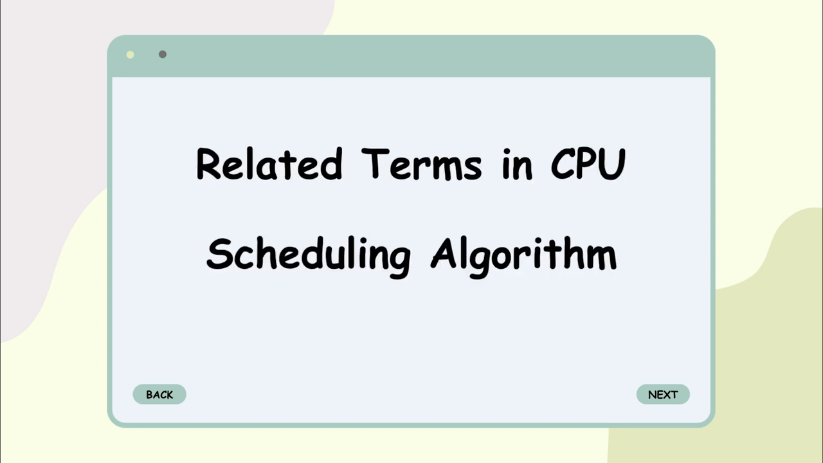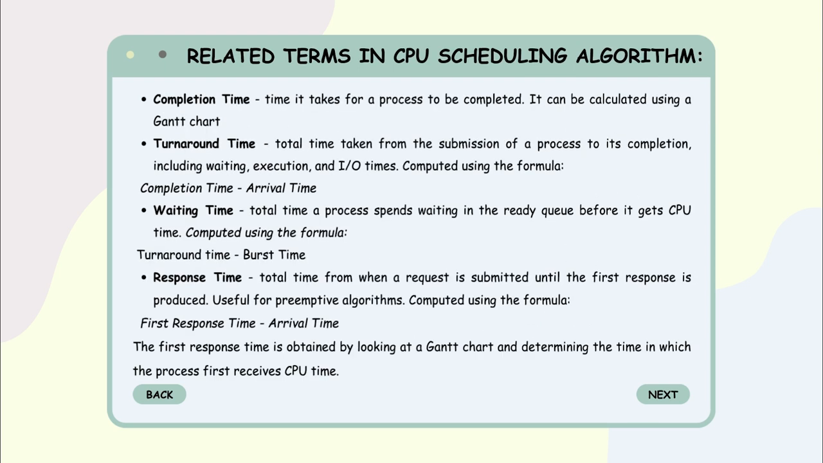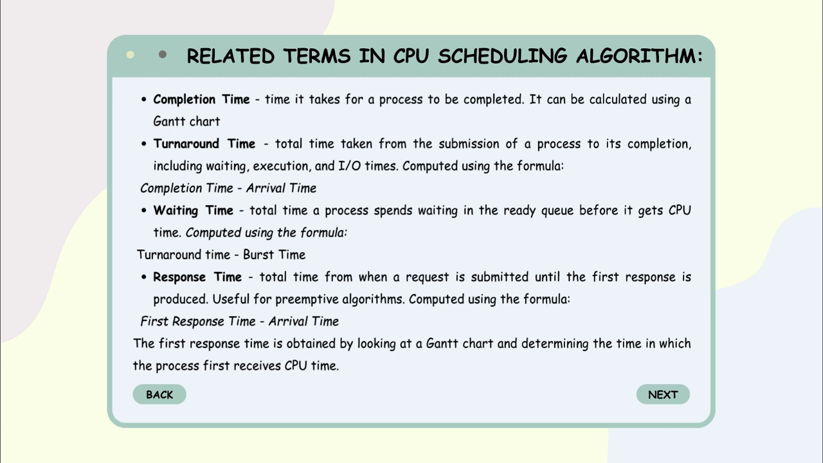Along with this, there are also several terms that are essential for understanding CPU scheduling, some of which are context switching, which saves the state of a process then loads another, preemptive and non-preemptive scheduling, which are techniques in scheduling that respectively allow and do not allow interrupting of processes. Throughput is the number of processes completed per time unit, arrival time when the process enters the queue, completion time, the time it took the process to finish, turnaround time, time taken from the submission of a process to its completion, waiting time, time the process spends in the ready queue, and response time, the time a process took from the moment it arrived until it first responded.